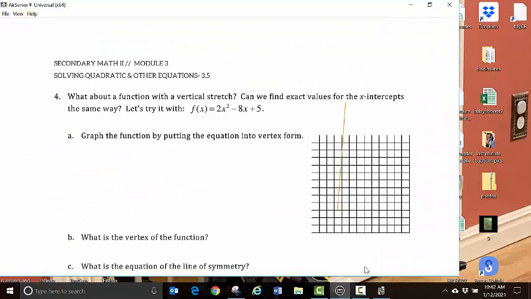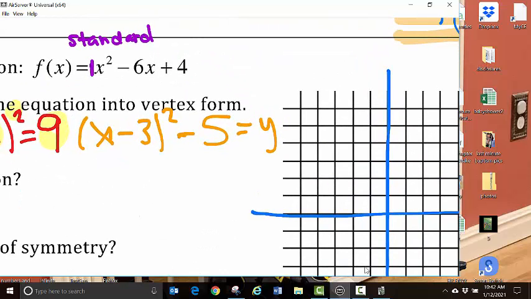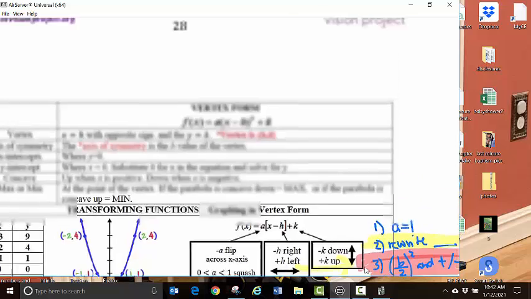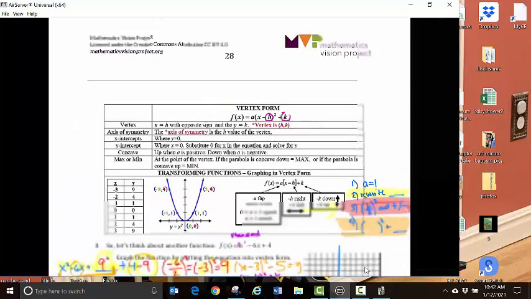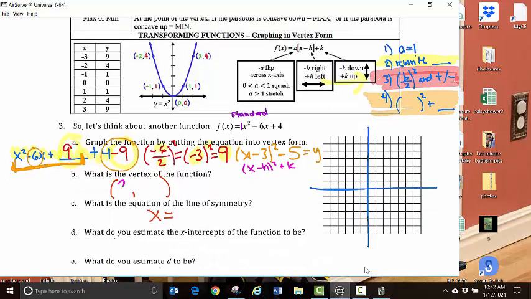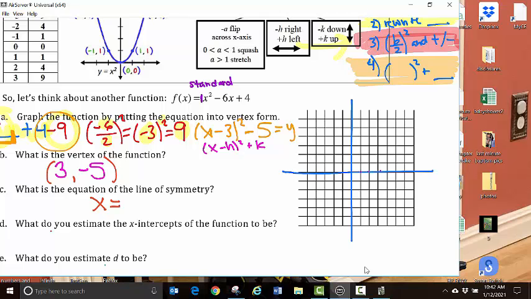Okay, we have x minus h squared plus k. And if you go up here, it says, oh look, our vertex is h and k. So our vertex is +3, -5. +3, -1, 2, 3, 4, 5. Yes. Because anything in parentheses, it always switches.